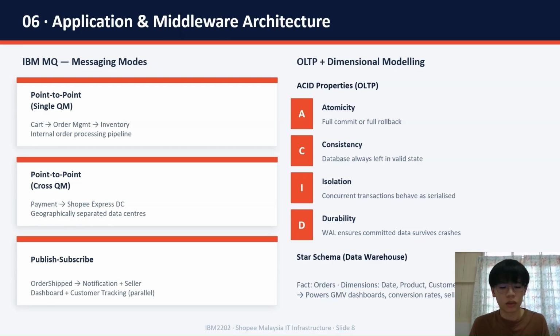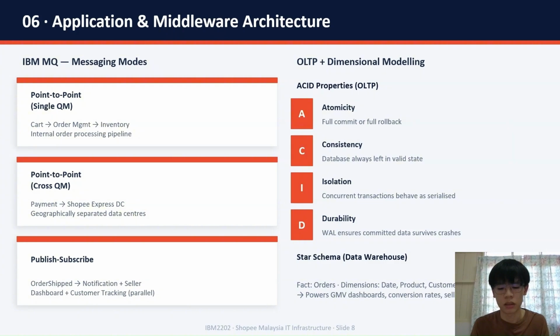A middleware is the software layer between the operating system and business application that provides common communications and integration services. So in Shopee's environment of hundreds of microservices across multiple data centers, middleware is the architecture's glue. IBM MQ is our enterprise message-oriented middleware. It guarantees exactly once message delivery using persistent storage. Every message is synchronously written to a transaction log before the sender receives an acknowledgement.